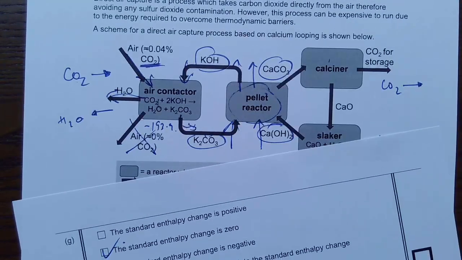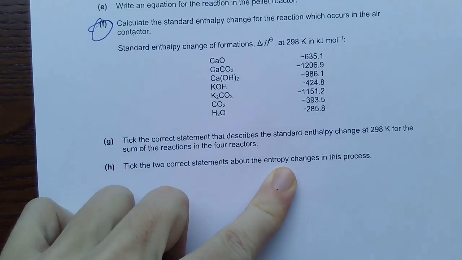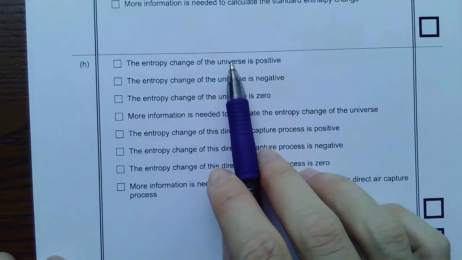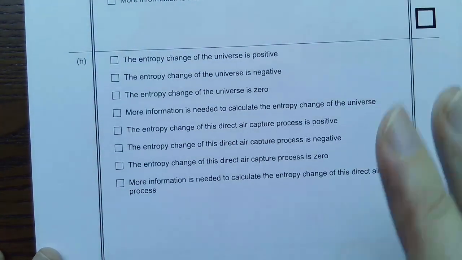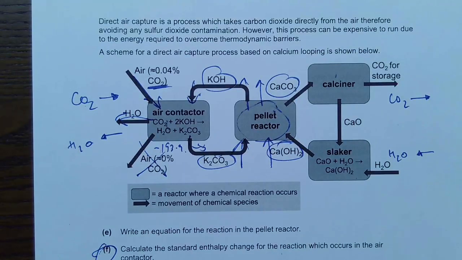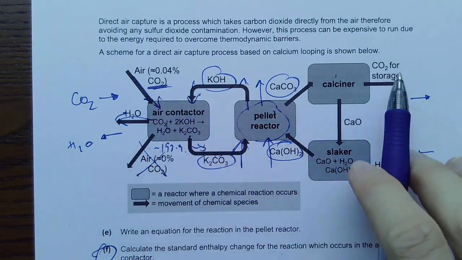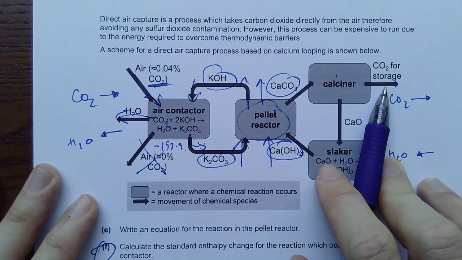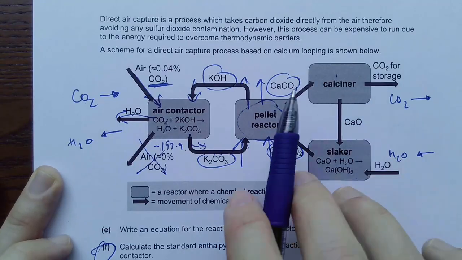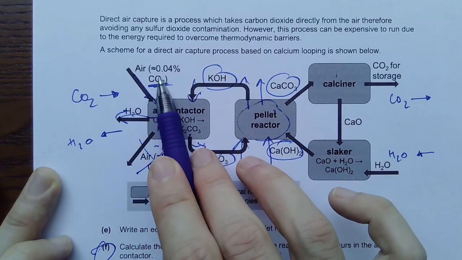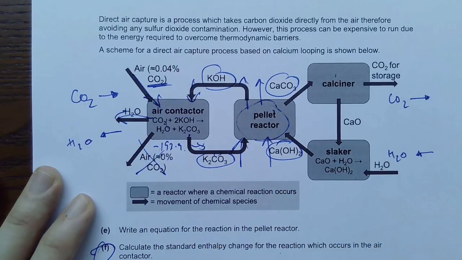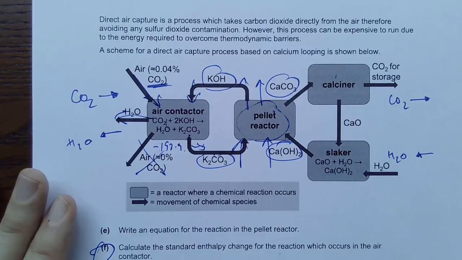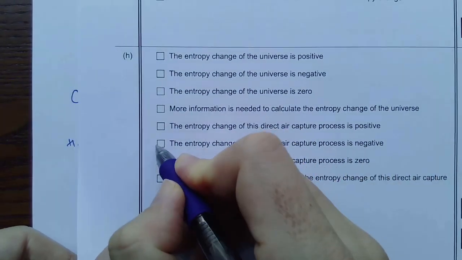Then we are asked a slightly more difficult question about the entropy changes. It says tick 2 correct statements. So one statement is about the universe, one statement is about the process. I just said that the only change that's happening is that carbon dioxide in the air is going into carbon dioxide for storage. Now, it should hopefully be fairly clear that that process is going to be a negative entropy change, that carbon dioxide in the air is going to be more disordered than carbon dioxide in storage. So we know that the entropy change for the process is going to be negative.